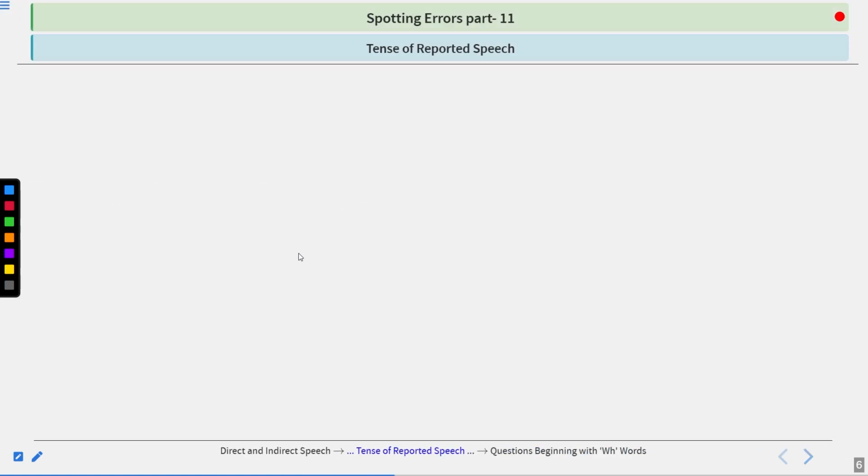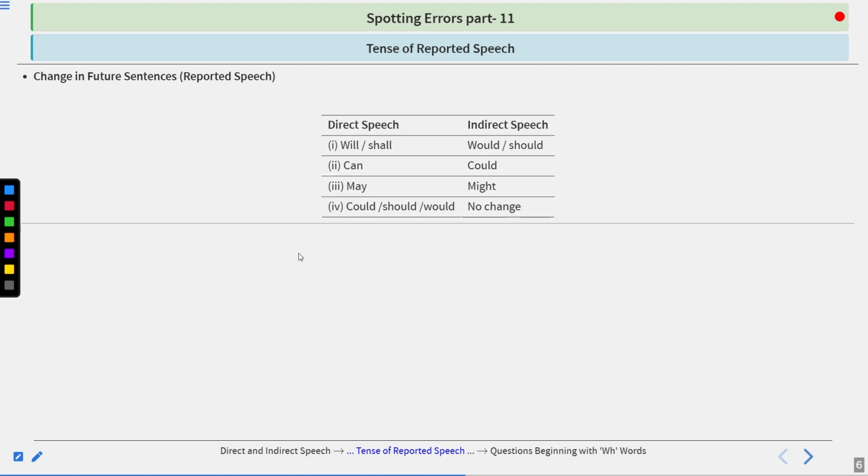Tense of reported speech. Change in future sentences, reported speech. Direct speech to indirect speech. If you find will or shall in direct speech, you have to change it to would and should in indirect speech. From can to could, from may to might. And what about could, should, would? There is no change with it.